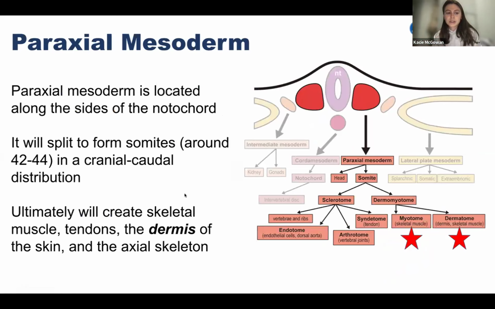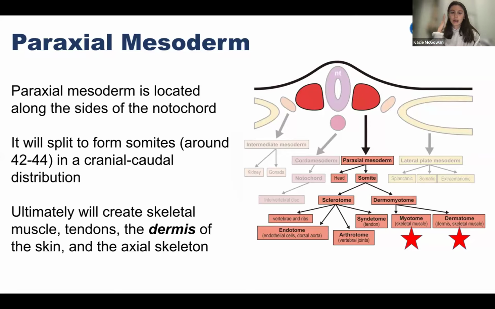So then thinking about the paraxial mesoderm, which is our other major portion of the musculoskeletal system, this is located more centrally, right along the sides of the notochord and the neural tube, both of which are really important signaling structures. They give off tons of signaling molecules that are super important in differentiating the different segments of the body and these different structures. And the paraxial mesoderm will split into somites in a cranial and caudal distribution. A somite is like a packaged, almost brick-looking structure of tissue that will form very specific structures later on in the embryo, based on where it is cranial to caudally.